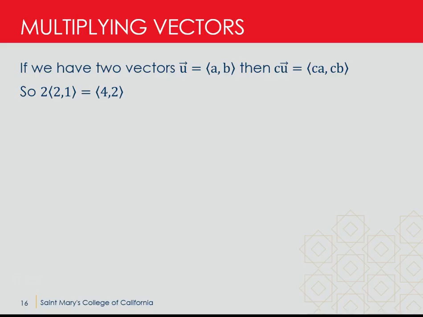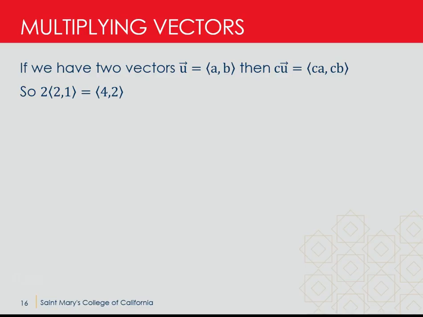Now, multiplying vectors. We have to be a little bit careful when we talk about multiplying vectors. In the next week or so, we'll look at dot products and cross products, which we can think of as a way of multiplying vectors, but we can't directly multiply vectors in the way we might think. What we can do is multiply a vector by a scalar.